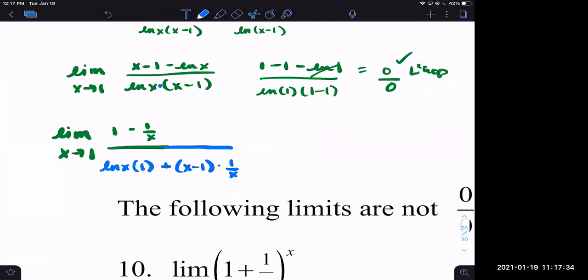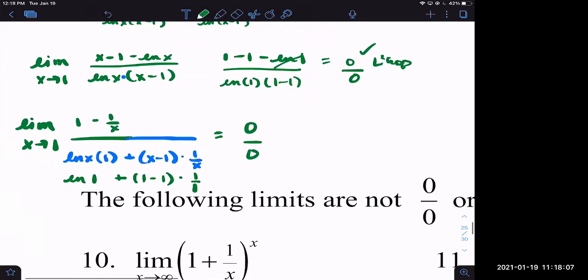If I plug in 1, what's the numerator? What would the top be? 0. So if we plug in 1 on the bottom, I have natural log of 1 plus 1 minus 1 times 1 over 1. What would that come out to be? 0. So that's good and bad. It's bad because we don't have an answer, but it's good because we can do what? We can do L'Hopital's rule again. Sure, it's going to look kind of ugly, but if you don't simplify, it actually makes it easier. So this tells me that I can now take the limit of the derivatives again.